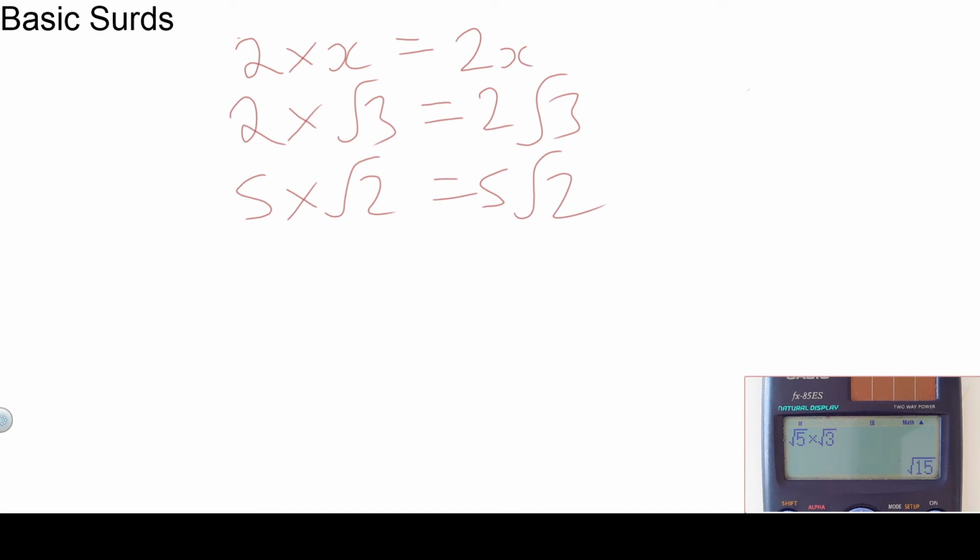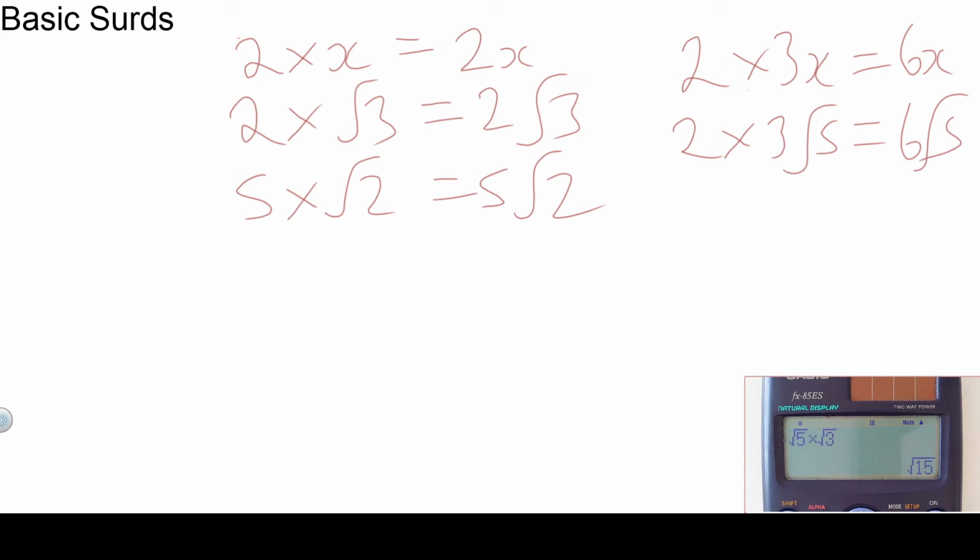Right, quite straightforward. Right, let's make the analogy with algebra again. So let's say you had 2 times 3x, which you know is 6x. Well, what if it was 2 times 3 root 5? Well, then 2 times 3 is 6, and then you just copy the root 5 across. It's as simple as that.